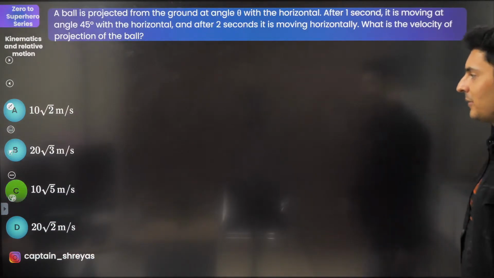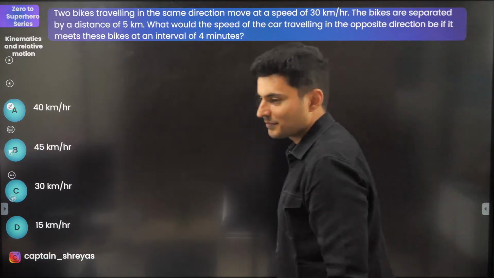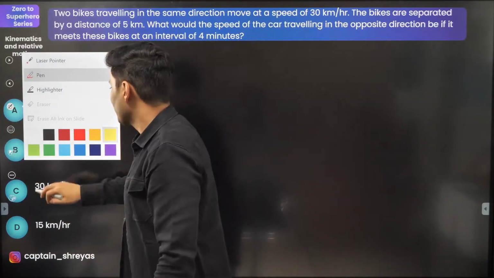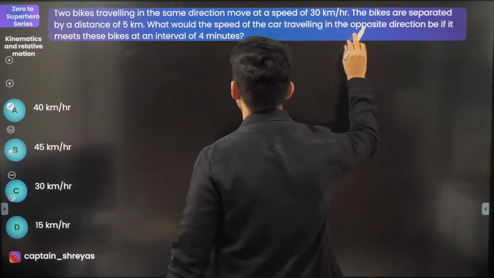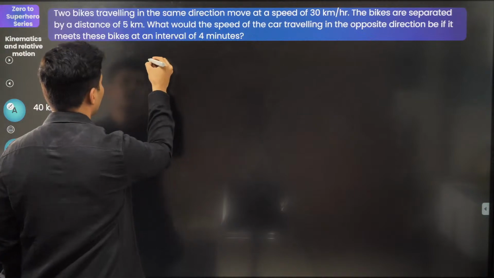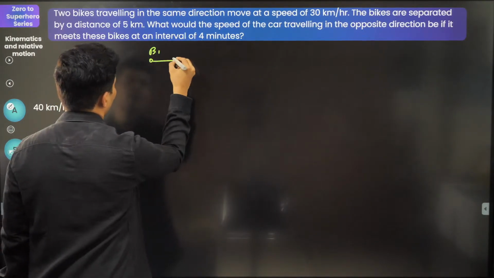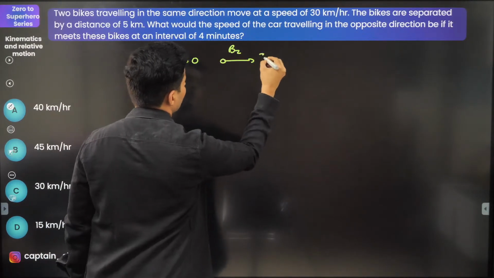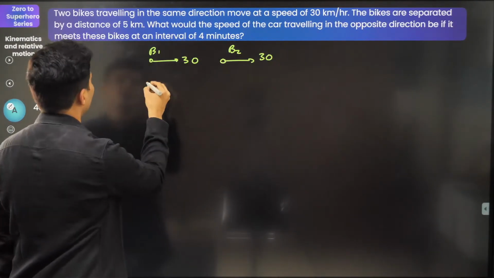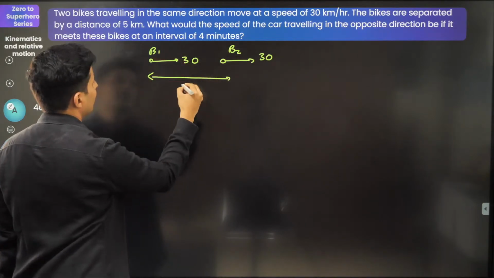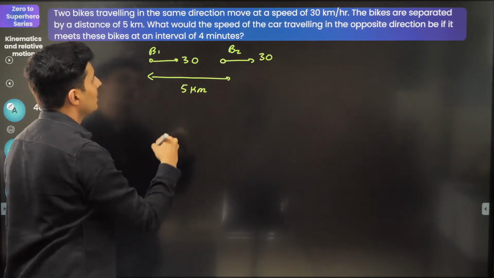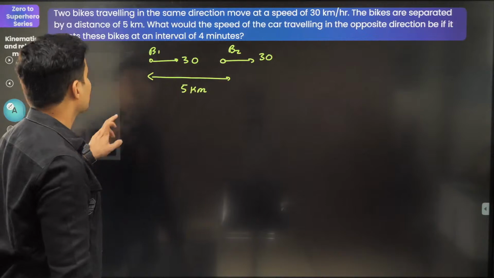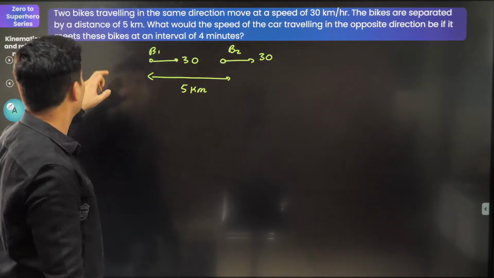Okay, think about it. Let's move on. Okay, let's try to figure this question out. Two bikes traveling in the same direction move at the same speed of 30. So, bike 1, 30. Bike 2 also 30. They are separated by a distance of how much? 5 kilometers.